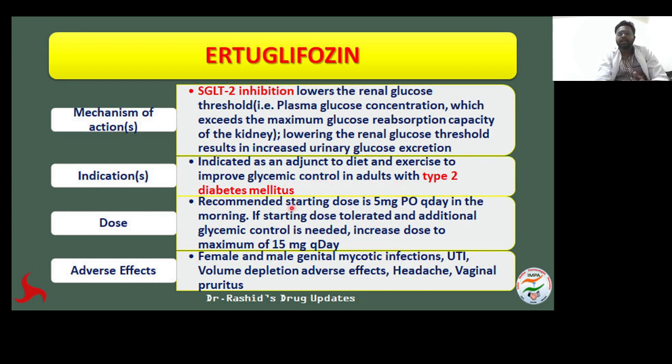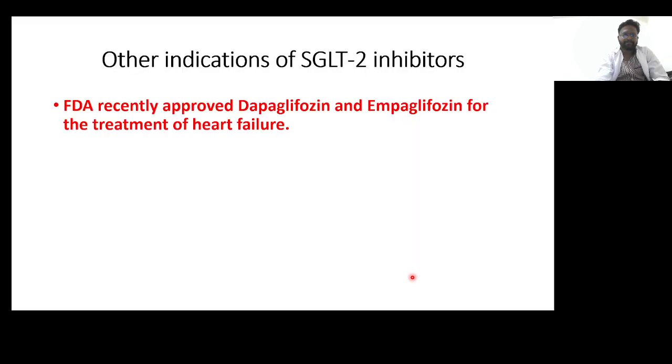For dosing, the recommended starting dose is 5 milligram, which we can give in the morning. If the dose is tolerated and if additional glycemic control is needed, we can increase the dose up to a maximum of 15 milligram per day. Adverse effects are the same as with other drugs: it can cause mycotic infections, UTI, hypotension and volume depletion, as well as headache and vaginal pruritus.